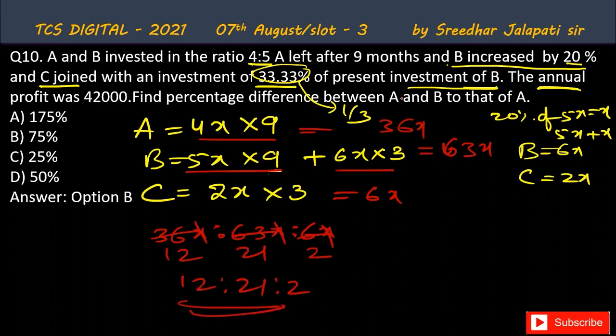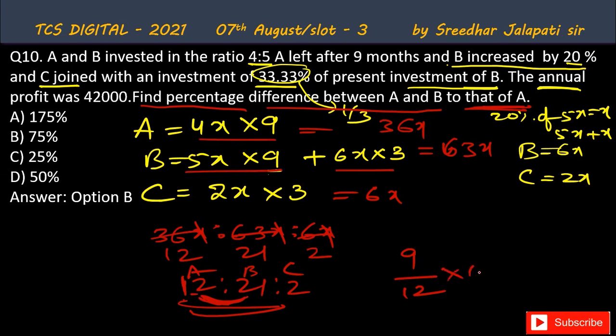What are we asked to find? A very peculiar question. Find the percentage difference between A and B to that of A. First of all, this is A, B, C. A and B difference is 9, to that of A, by A. To that of A in the sense we are comparing with A. So percentage difference between A and B is 12 and 21, difference 9, to that of A, by 12 into 100. So 3 3s, 3 4s, 4 1s, 4 25s, 75%. That is option B is the answer.